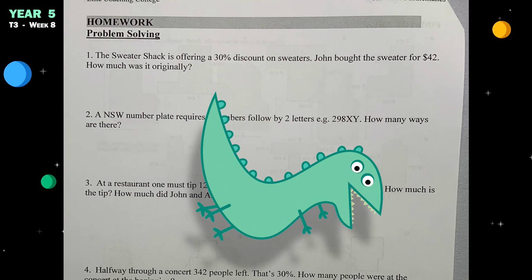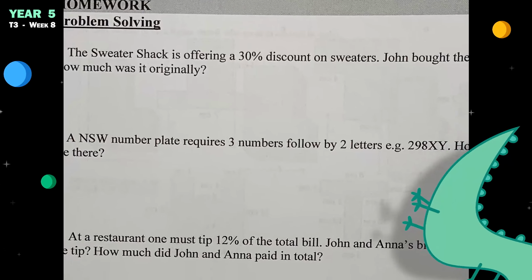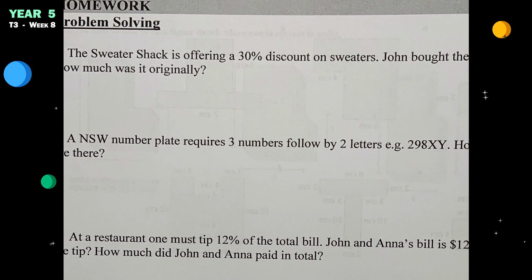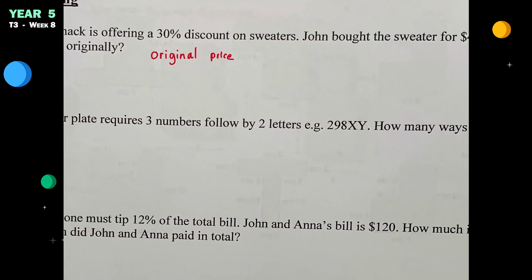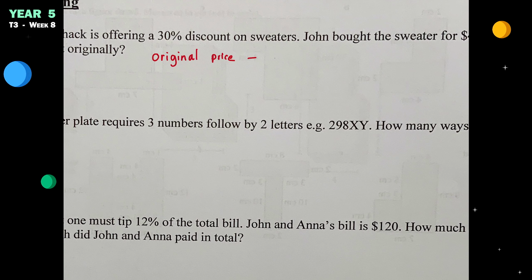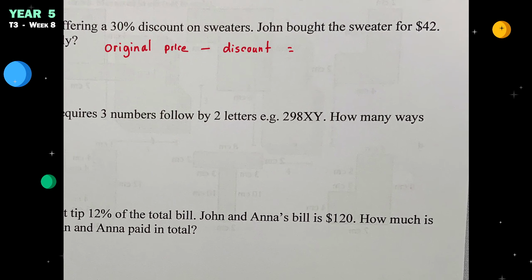To do these kinds of percentage questions, we need to understand the connection or relationship between the numbers and the percentages. So what I mean by that is this. I'm going to write out what's actually happening here. So in the beginning we have an original price. And then we subtracted a discount. Discount is how much they're going to take off the original price. And then after you take out the discount, you will get the sale price or the purchase price.